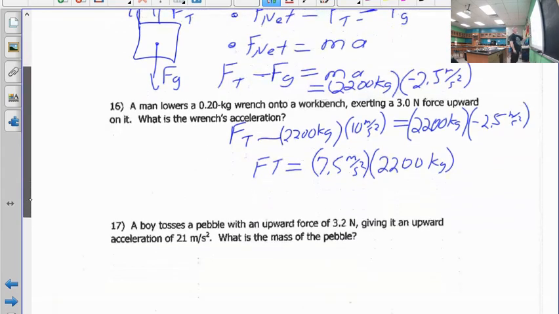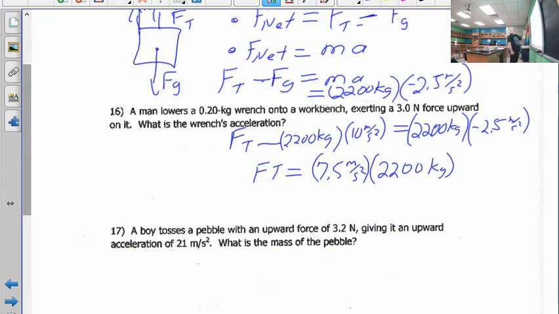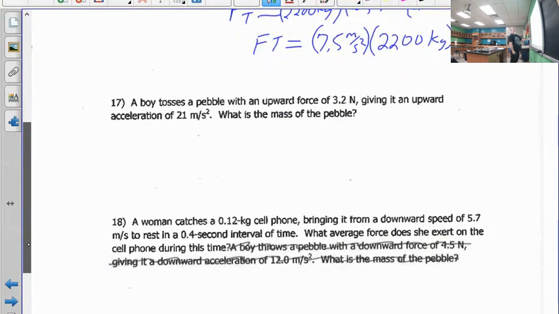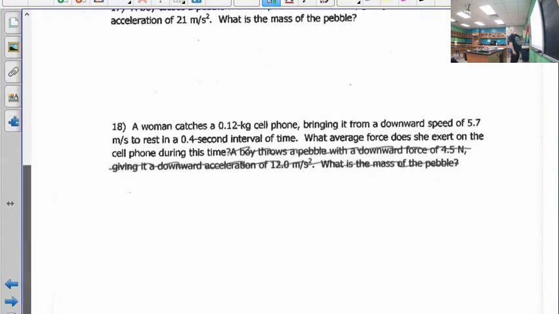Let's do one more of these here. Let's do 18, and then I'm going to bounce back and do the force table. So a woman catches a 0.12 kilogram cell phone. Let's put up our cell phone here. What are the forces acting on our cell phone? We've got gravity. Now she's catching it.